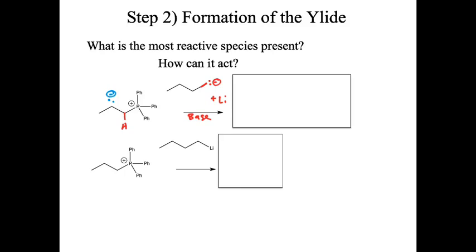What might phosphorus do to stop being positive? Grab that pair of electrons and make a bond. Grab those electrons to make a bond. Sorry, the lone pair. Grab the lone pair of electrons and make a bond.